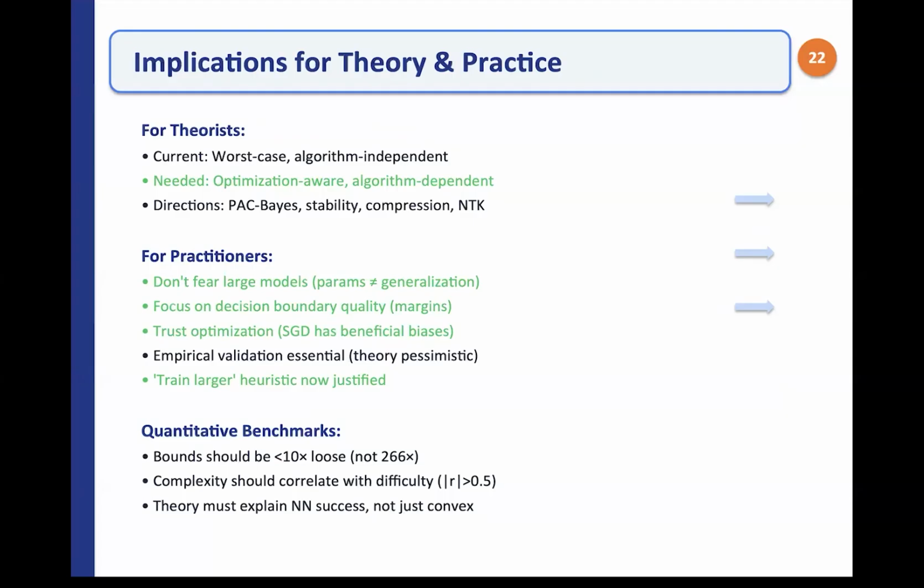For practitioners, the message is don't fear large models by default. Parameter count alone doesn't determine generalization. The quality of the decision boundary and the margins do. Empirical evaluation is still essential because current theory is far too pessimistic in this regime.